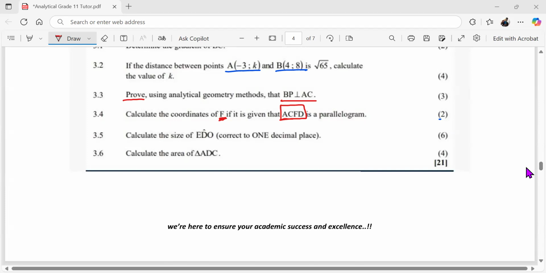Then the last one says, let's calculate the area of triangle ADC. I know these are the last questions. The last questions are always challenging, especially in analytical geometry. And those ones of areas, yes, I know that they don't really give us the time of day, but they're not really bad, not bad at all. No, not by a long shot. If you're able to find your angle, they're not bad, not bad at all.